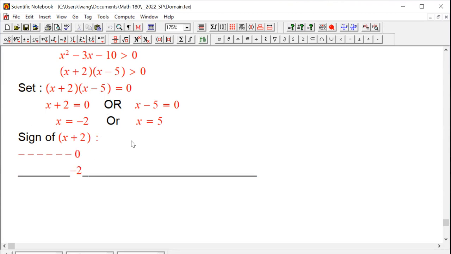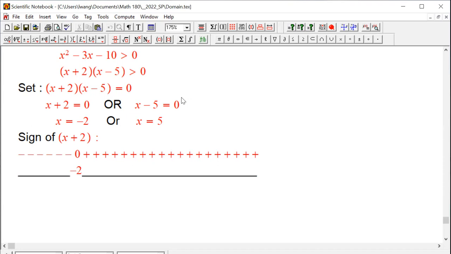And after -2, if you pick a number larger than -2, say 0, you're going to get positive numbers. So this is the distribution of sign for x plus 2. You can see x plus 2 changes sign from negative to positive at -2. So -2 is a turning point. Okay, x equals -2 is a turning point.